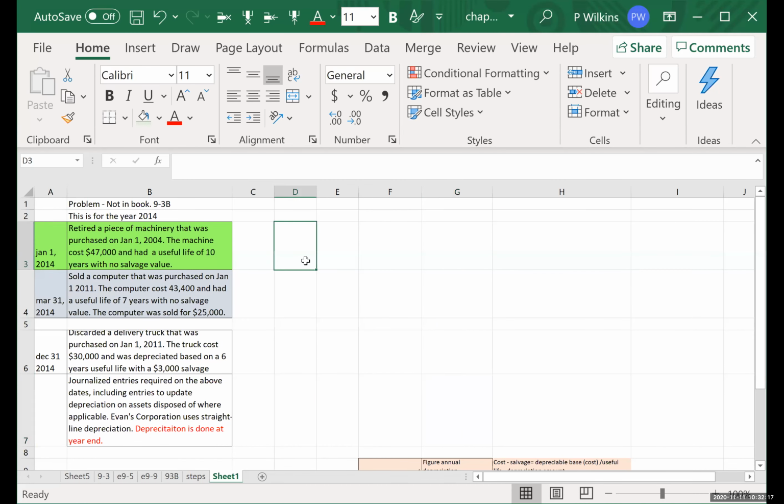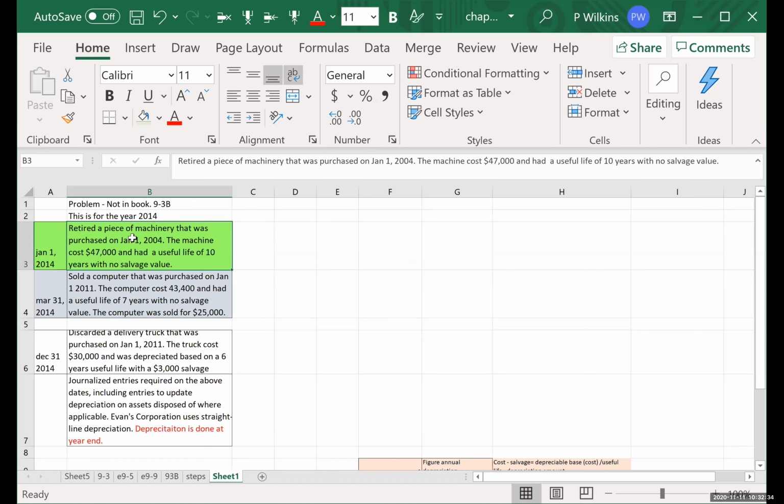Okay, so we are going to figure out the problem. We're working in the year 2014. We bought the equipment on different dates, and each one of the dates here will tell us when the equipment was bought. So we're going to work on the first one.